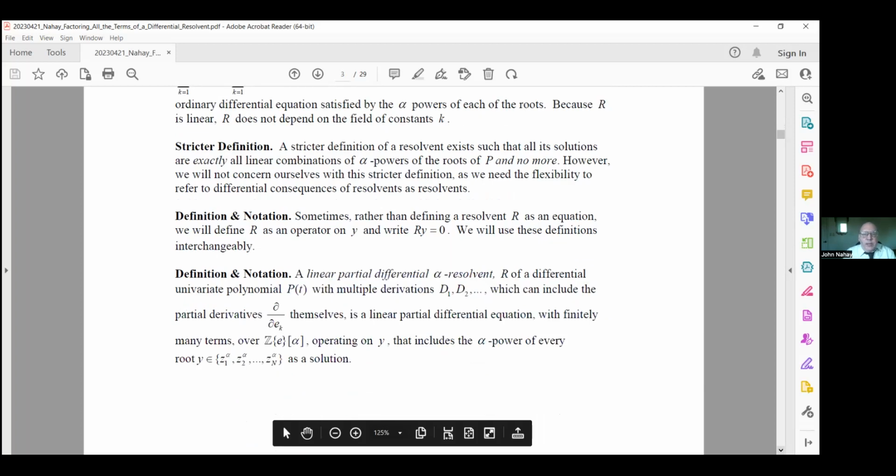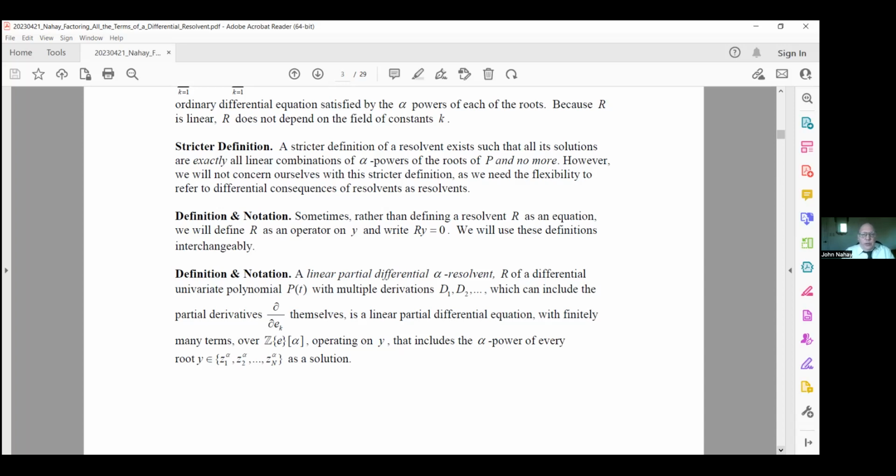So sometimes, rather than defining a resolvent R as an equation, we define it as an operator, and we just write R y equals 0 to indicate that it's an operator on the power of alpha, power of z.